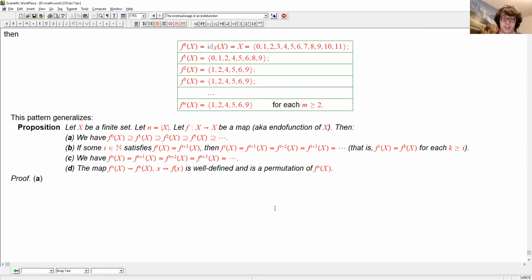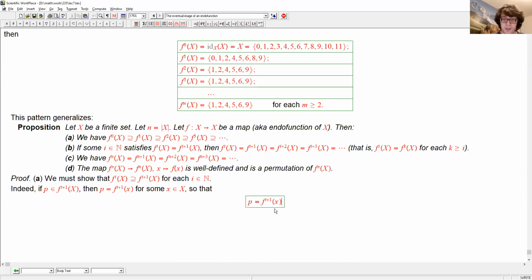So let's do part A first. This is pretty easy. We must show that f^i(X) contains f^(i+1)(X) for each i in n. Indeed, if p is an element of f^(i+1)(X), then p is f^(i+1)(x) for some little x, so that p is f^(i+1)(x). Now f^(i+1) is the same as f^i after f. So it's f^i(f(x)), but f(x) is in X, so this is in f^i(X).